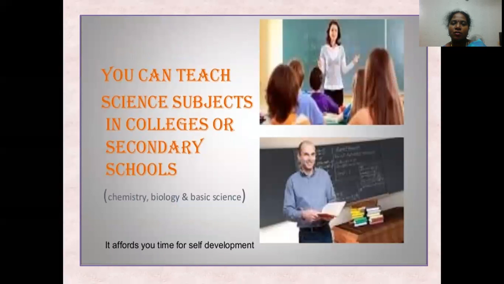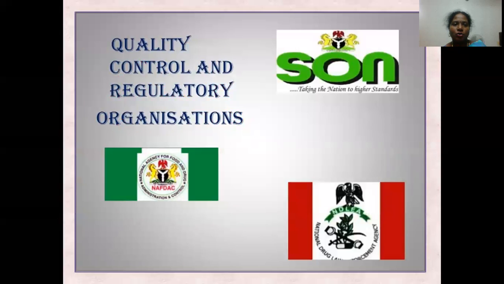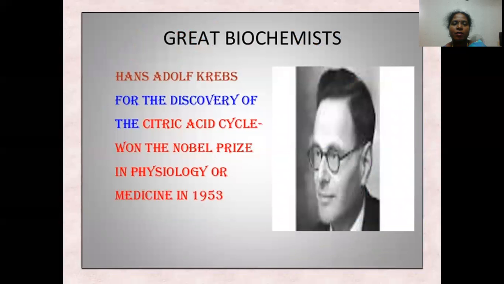You can teach science subjects in colleges or secondary schools: chemistry, biology, and basic science. It offers you time for self-development. Teach and research biochemistry in universities or other tertiary institutions. Quality control and regulatory organizations, oil and gas companies.